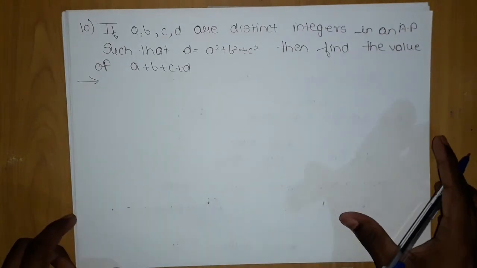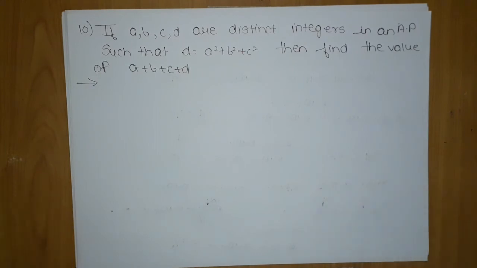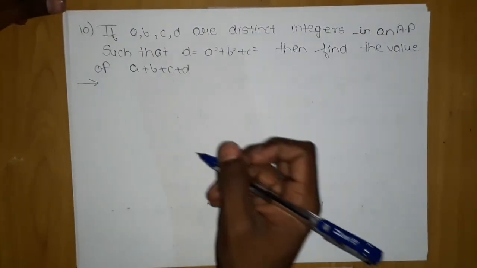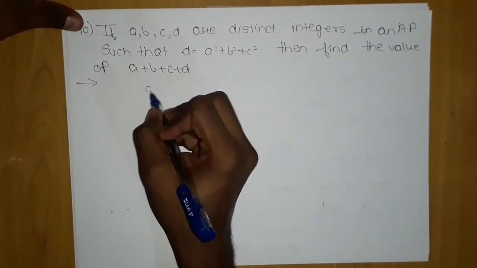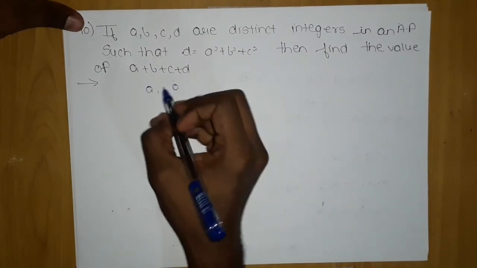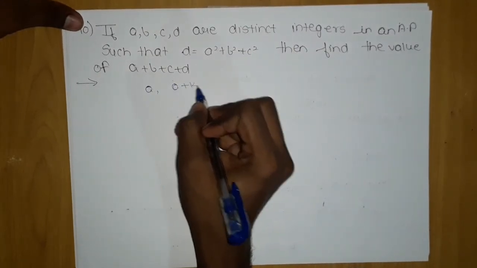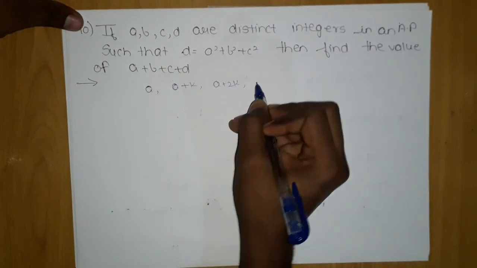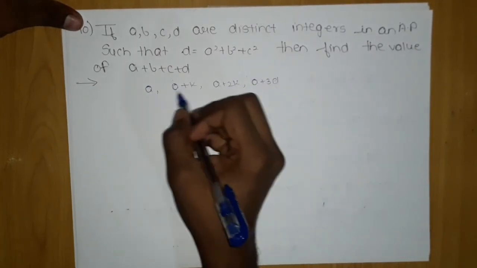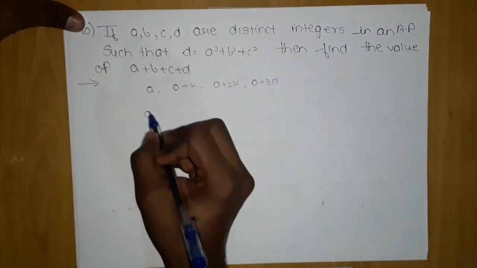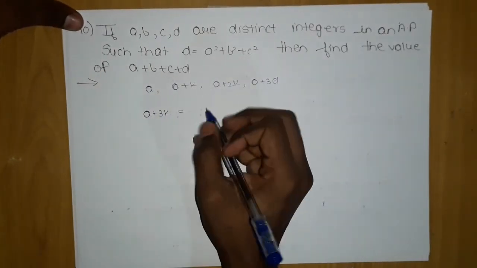Question number 10 tells: if a, b, c, d are distinct integers in an AP such that d is equal to a square plus b square plus c square, then find the value of a plus b plus c plus d. We want to find the value of this. Now let's take the AP as a, a plus k, a plus 2k, a plus 3k, which are a, b, c, d. Now a plus 3k should be equal to what?